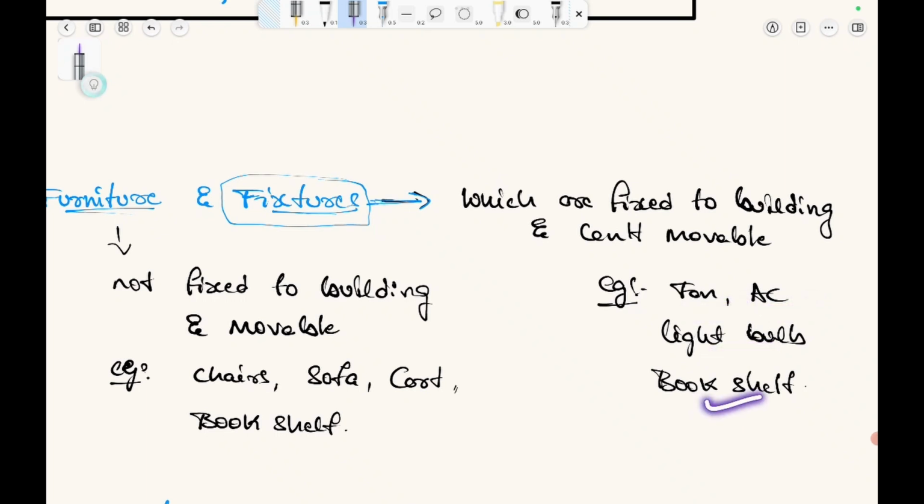Why bookshelf here also and here also? Because this bookshelf, if you can move it, then it is furniture. This bookshelf, if you can't move it and if it is fixed to the wall, then it is a fixture.